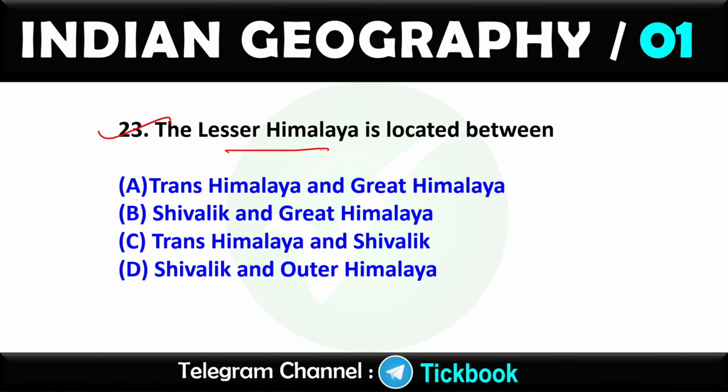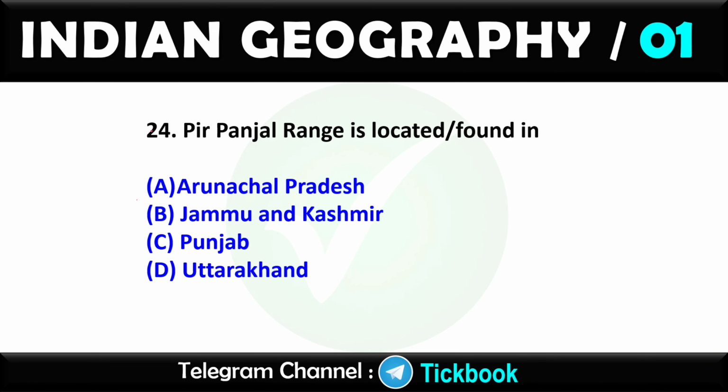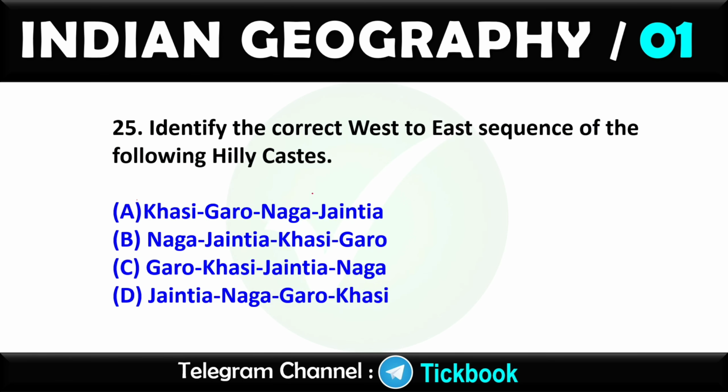23. The Lesser Himalaya is located between? Important. Option number B is the right answer, Shivalik and Great Himalaya. 24. Pir Panjal range is found in? Option number B, Jammu and Kashmir.